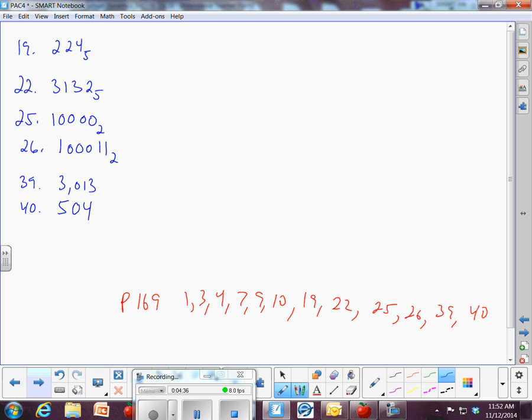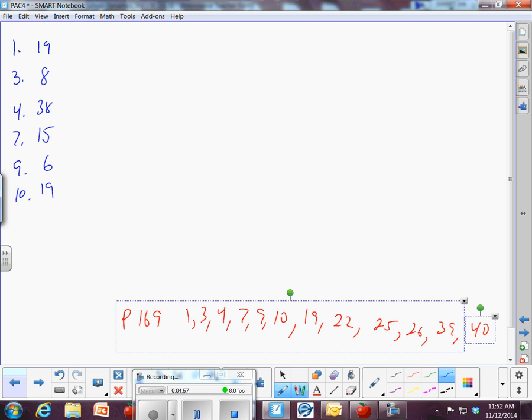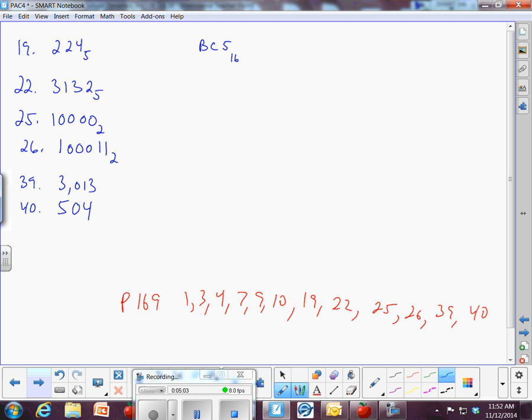Lauren? 39. All right, so here's what 39 looks like. 39 says BC5 base 16. Everybody has to understand, first off, this question is like 1 through 10. We're taking a different base and converting it to our base 10 system. So that's the first thing you have to understand.